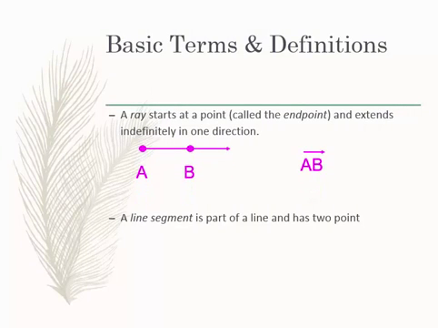A ray starts at a point called the endpoint, and it extends indefinitely in one direction. Right? So you have your point. You have your starting point, okay? So let's imagine these are real life, okay? So we're not going to get into our philosophical understanding until next lesson. Let's all imagine this is physical, okay? So I have my point.